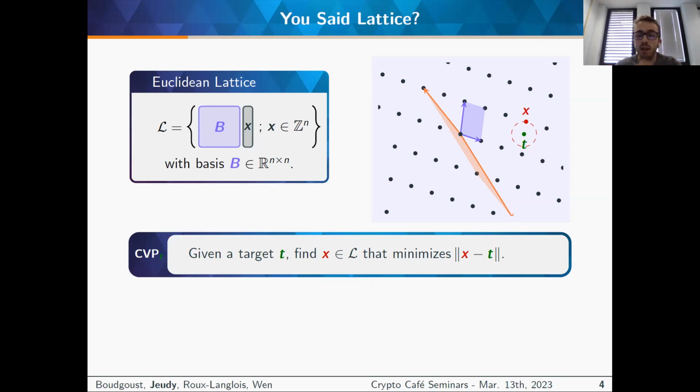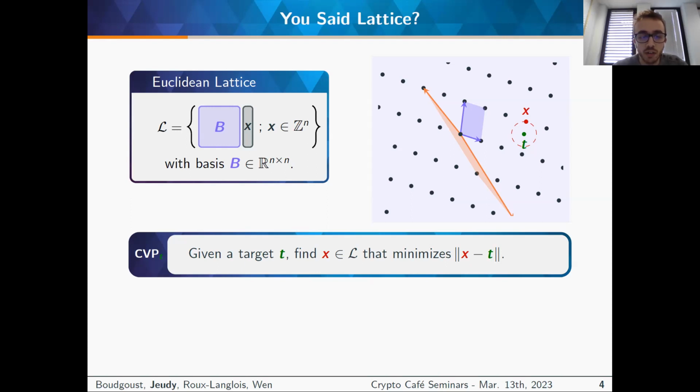And so I have two examples of bases. I have one in blue, which is rather short and has highly orthogonal vectors. And on the contrary, I have another basis in orange, which is composed of longer vectors that are almost collinear. So depending on the basis I'm going to be given, I can already see that it might be a whole other situation to solve the lattice problems.